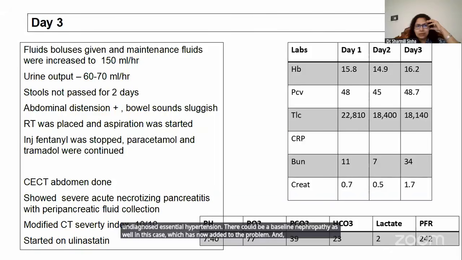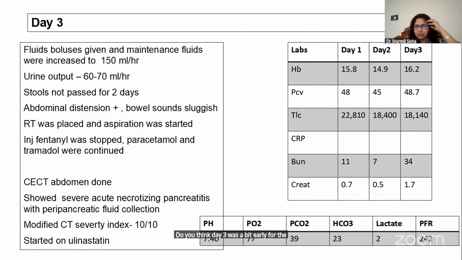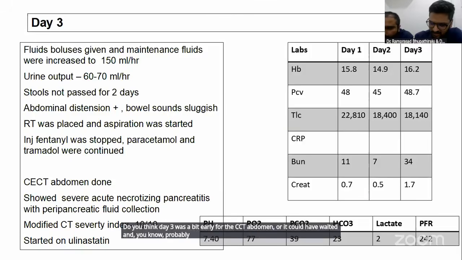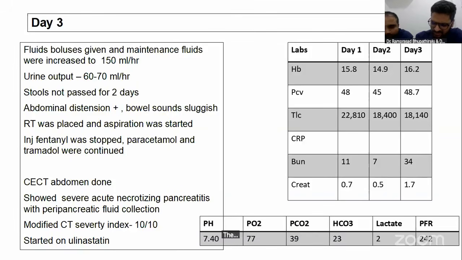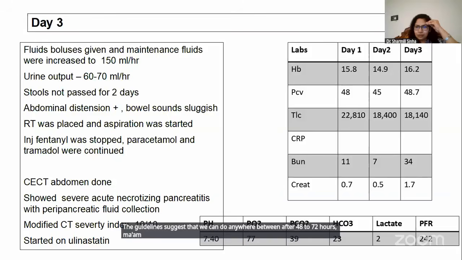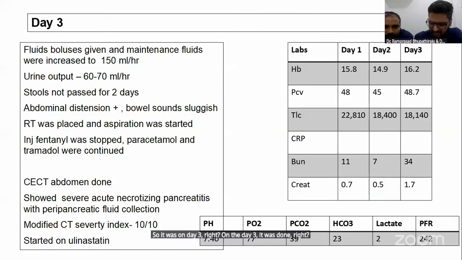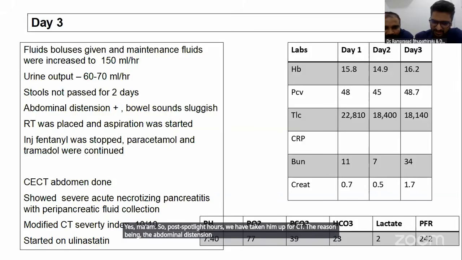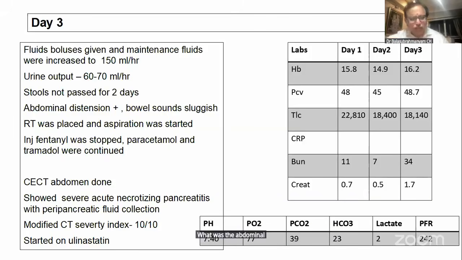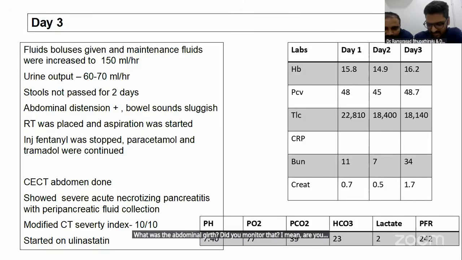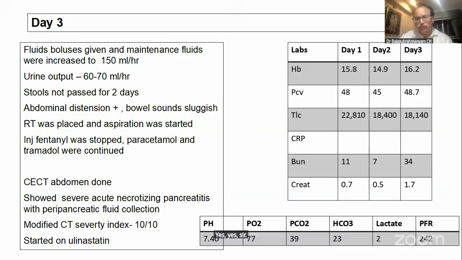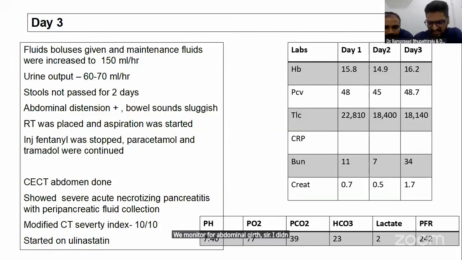And do you think day 3 was a bit early for the CECT abdomen, or it could have waited a little bit later? The guidelines suggest that we can do it anywhere between 48 to 72 hours, ma'am. So it was done on day 3, post 48 hours. We took him up for CT, the reason being the abdominal distension, so we have a better look at the cause. What was the abdominal girth? Did you start monitoring for intra-abdominal hypertension? We monitored the abdominal girth, sir. I didn't include the values here, sir.